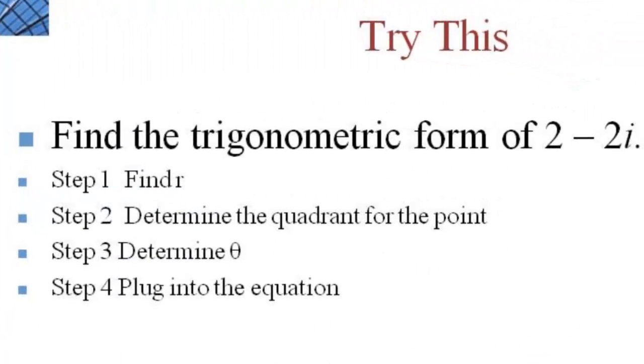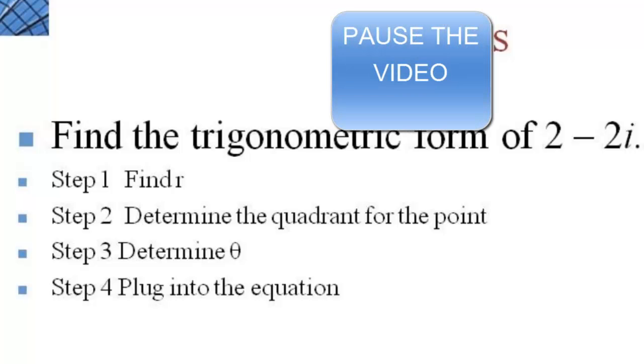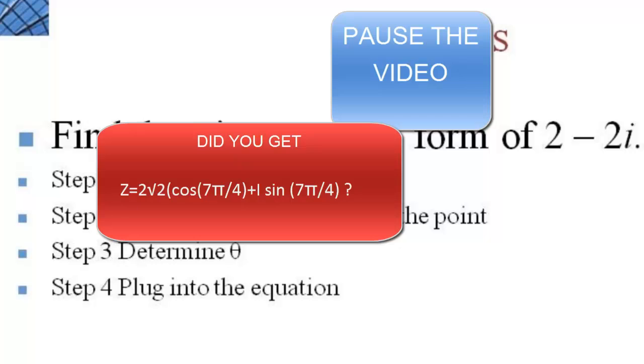Try this. Find the trigonometric form of 2 minus 2i. I've listed out the steps for you. Give it a try.